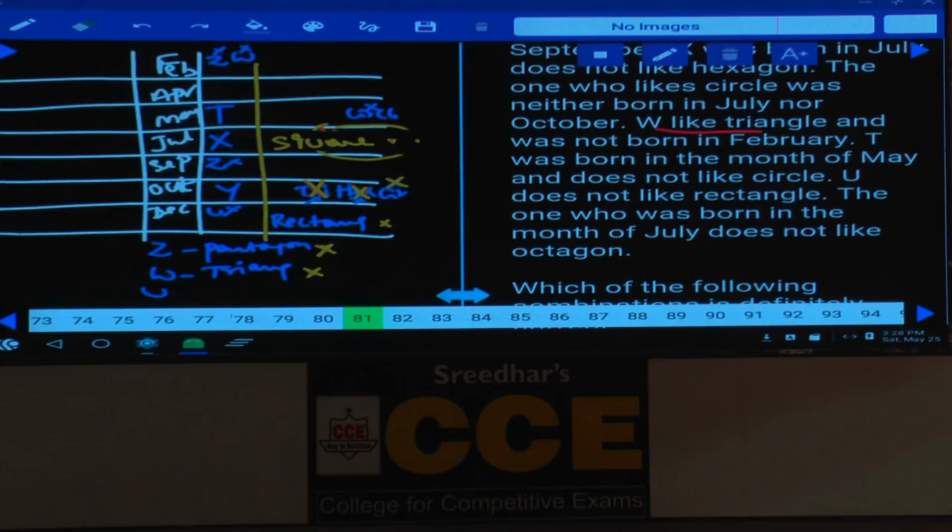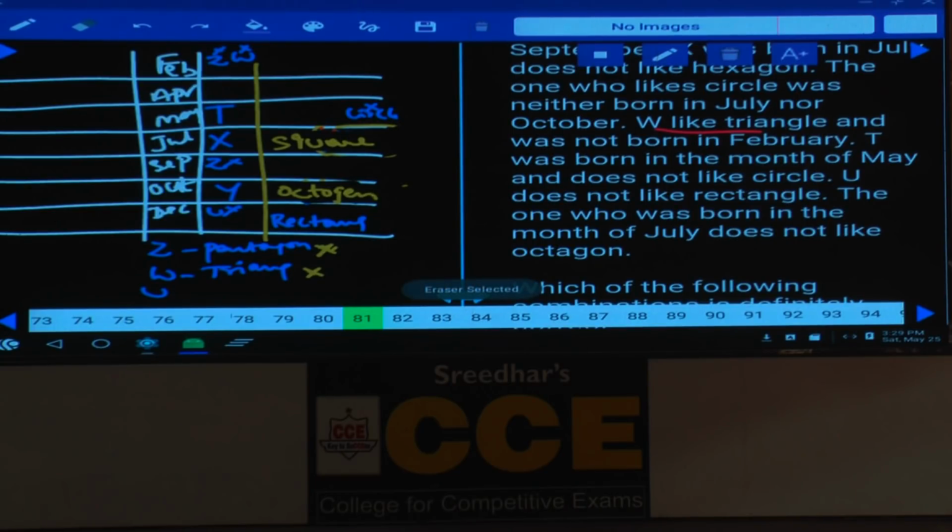Now if you observe here, square, triangle, hexagon, circle three, rectangle four, square five, pentagon six. As these six cannot be here, we are left with octagon. Now the person who was born in October likes octagon. Done? This person likes octagon. Clear now? Now we have got this information as of now, and we could finalize the figures.